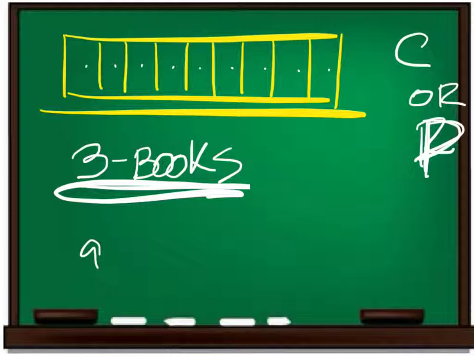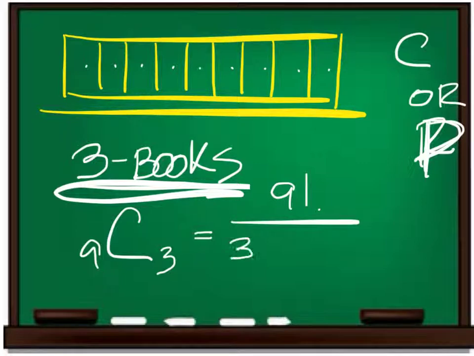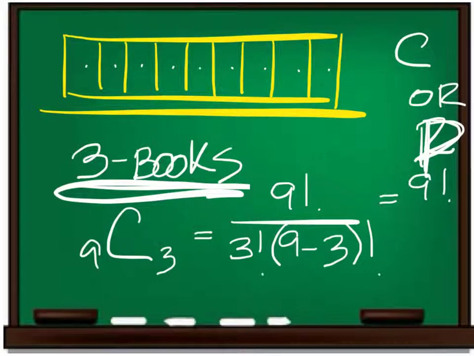So how many different combinations of books can you have choosing 3 at a time? So you have 9 to start with, and you're going to choose 3. So that would be 9 factorial over 3 factorial times the quantity factorial of 9 minus 3. So that's really 9 factorial over 3 factorial times 6 factorial when you do this subtraction.